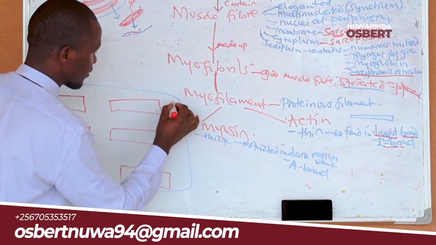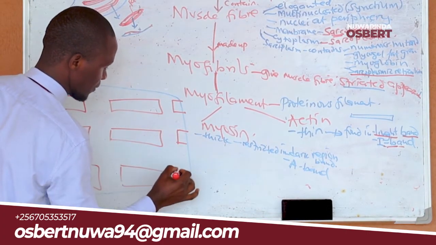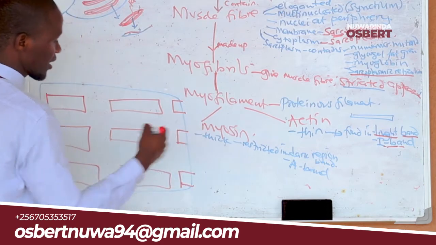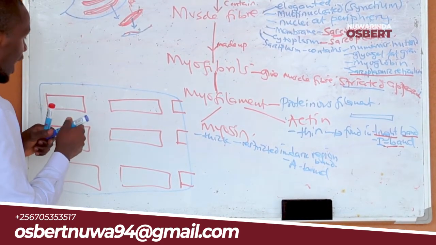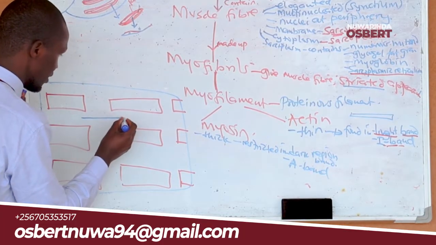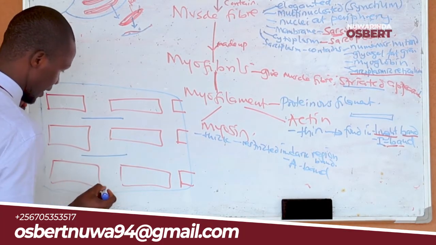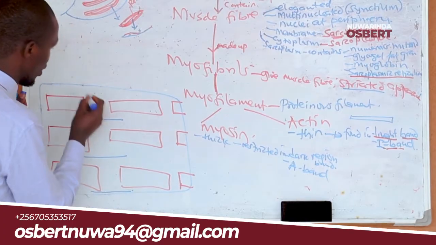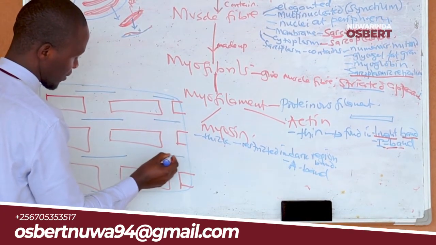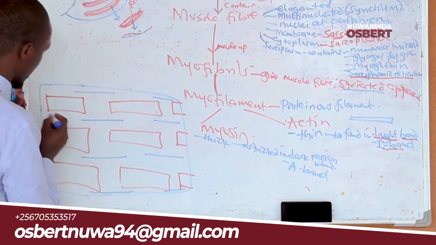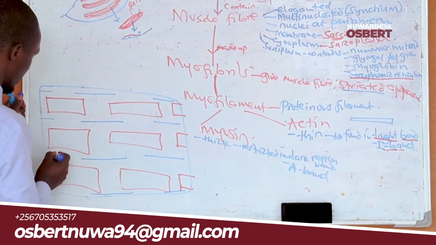Then here I have my myosin, which ends there like that. I've just cut it short here. Then in between I have actin. The actin is thin like that. We also have it here, and here, and here like that. And the same story here.